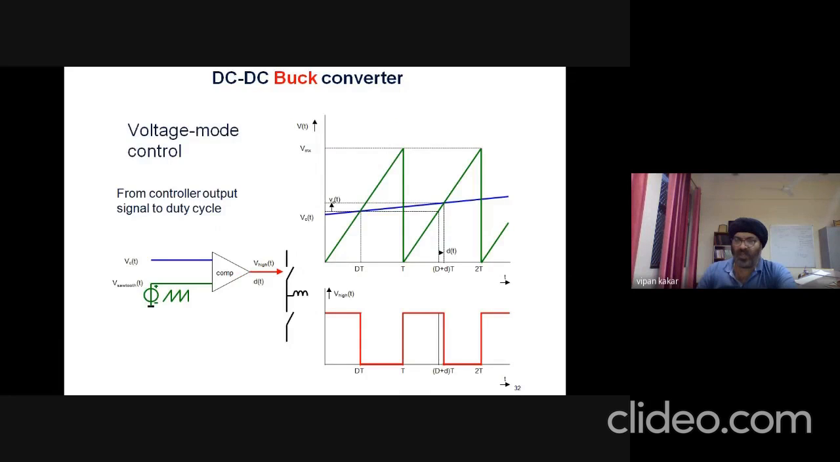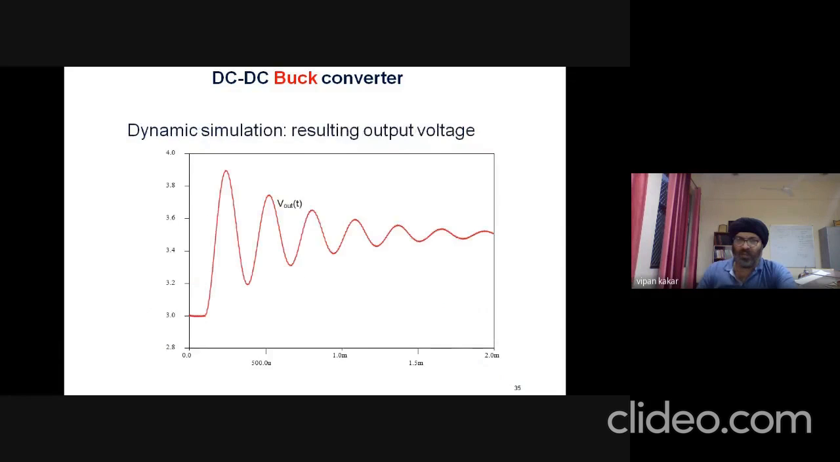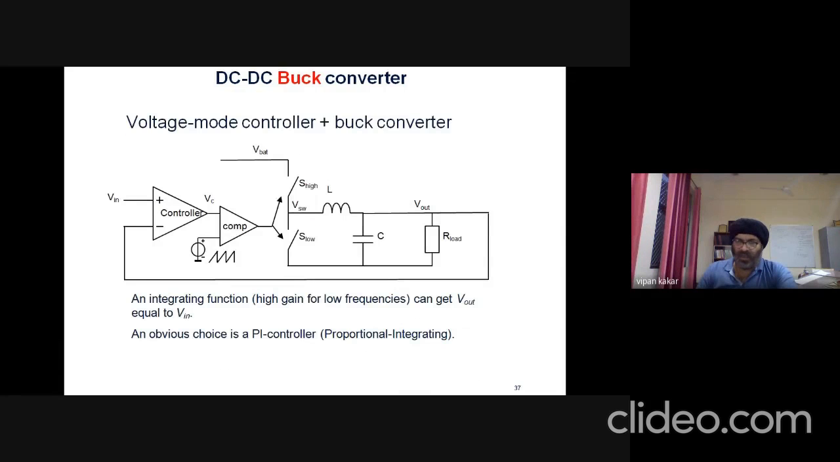The turn on and turn off time will change if this control voltage changes and this sawtooth is fixed. So if this control voltage keeps on changing, this pulse width will keep on changing, which means turn on and turn off time will keep on changing. Again, a new output is received over here and then fed back. Again, a new difference between these two voltages is measured to generate a new control voltage, and this new control voltage is again compared with the fixed sawtooth.